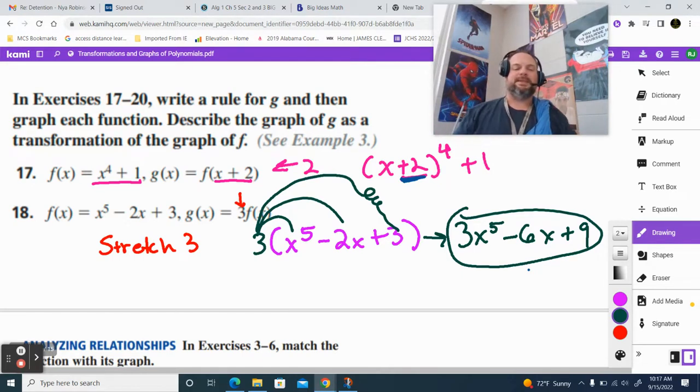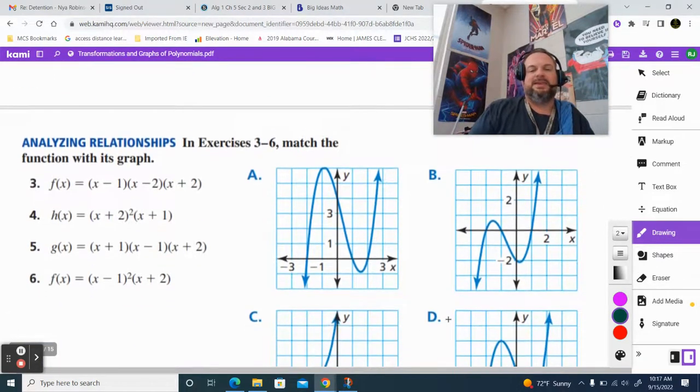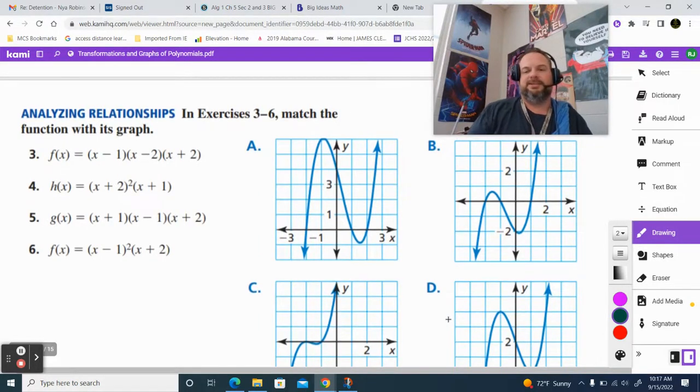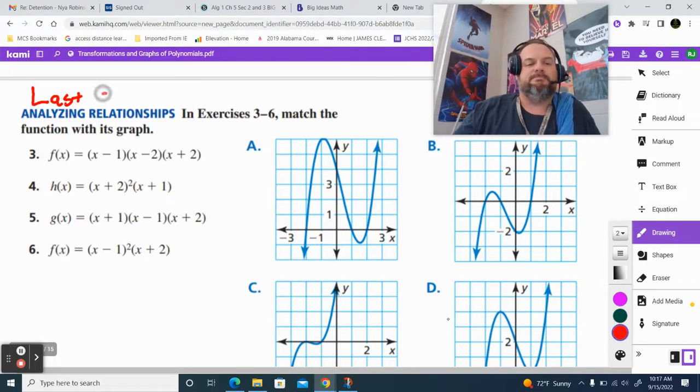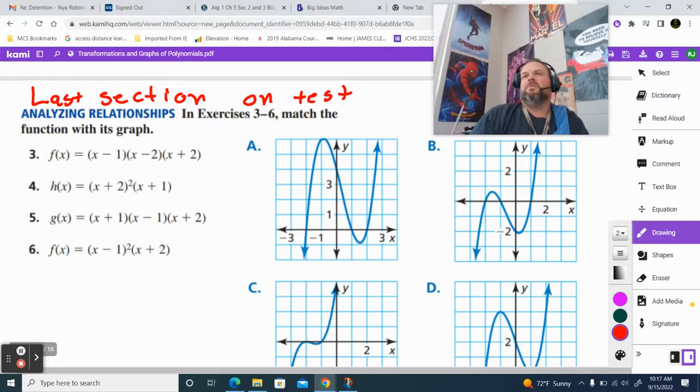Now, this part right here, this 3 through 6, is going to be the last section on the test. I had originally thought about having you graph it, and then I thought about my absolute disdain for trying to grade graphs of students, so I was like, let's find some matching.